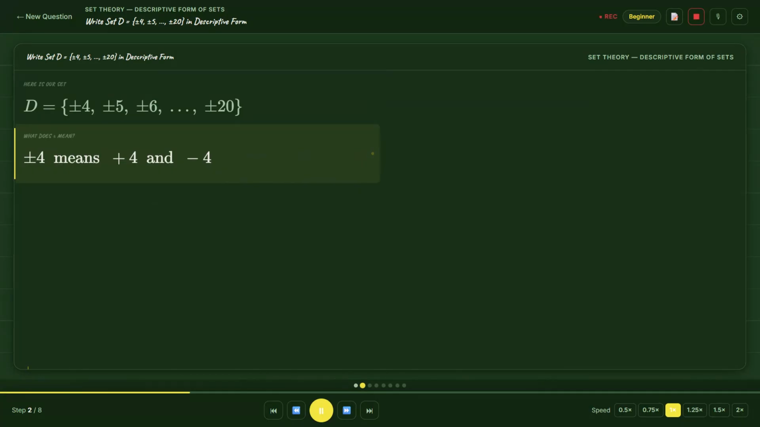See that little symbol with a plus on top and a minus on the bottom? That means we take both. So plus or minus 4 means we have positive 4 and negative 4.